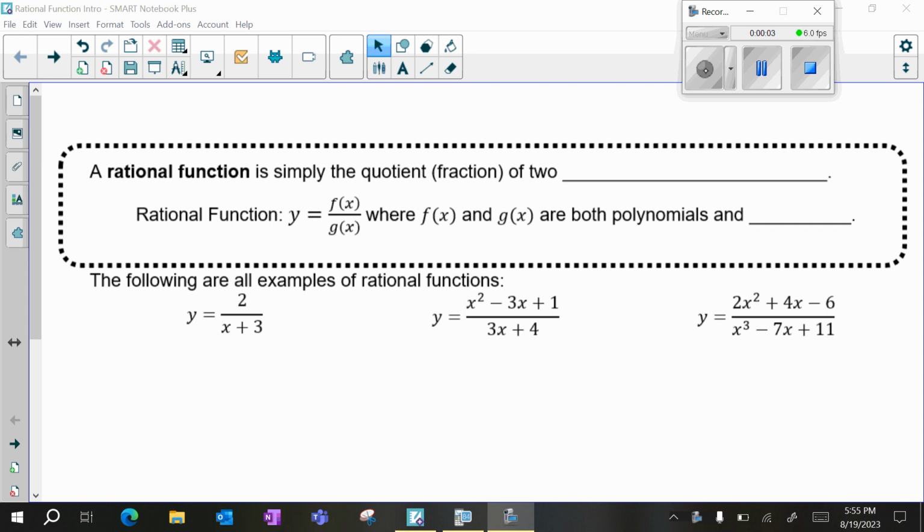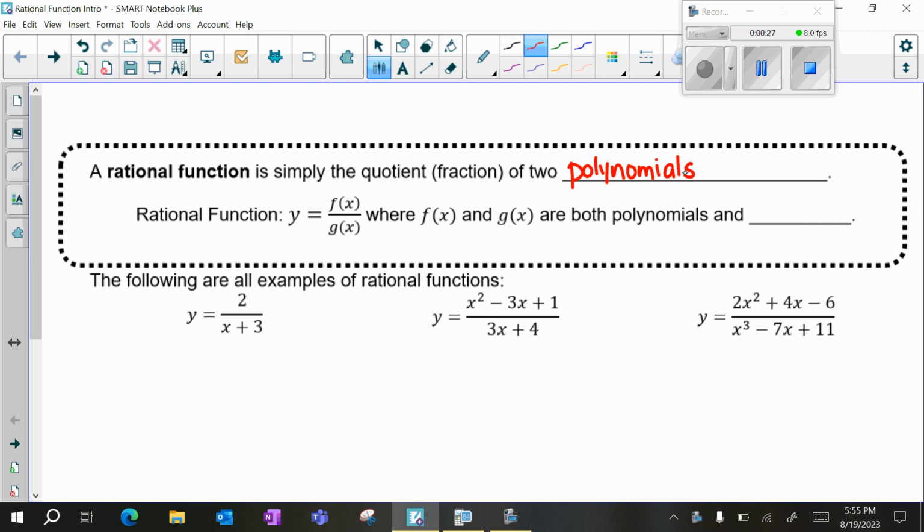For this video, we're going to take a little bit of a deeper dive into the rational function, which was a parent function that we did look at previously, but we're going to start to explore in more detail today. So a rational function is simply the quotient, which just means it's a fraction, of two polynomials.